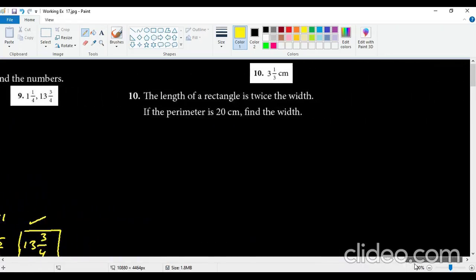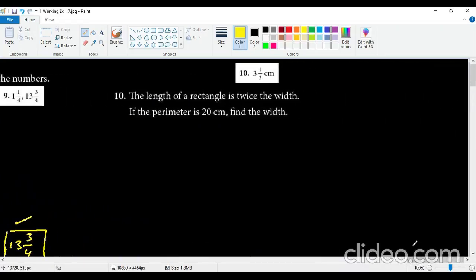Next comes, it says the length of a rectangle. That means a rectangle is something like this. The length is twice the width. That means this is the width and this is the length. So length is 2 times the width. And if the perimeter is 220 centimeters, the formula for perimeter is 2 times L plus B. That means 2x plus x.